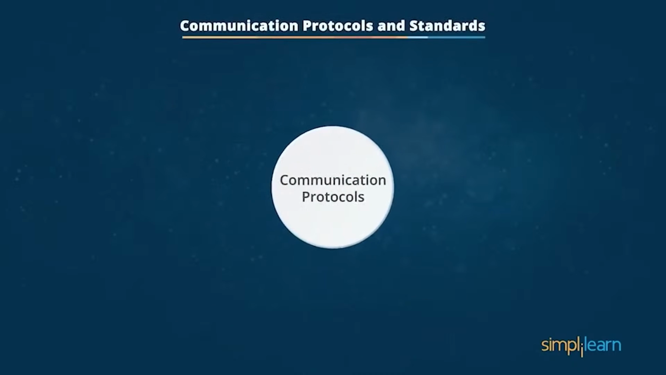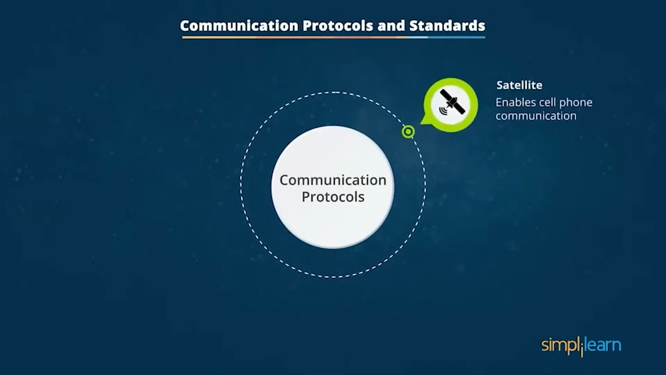Communication protocols and standards. Let us try to understand the various communication protocols available to set up an IoT. The first is the satellite. This enables a cell phone communication through an antenna situated within 10 to 15 miles. They have a stable and universal connection.